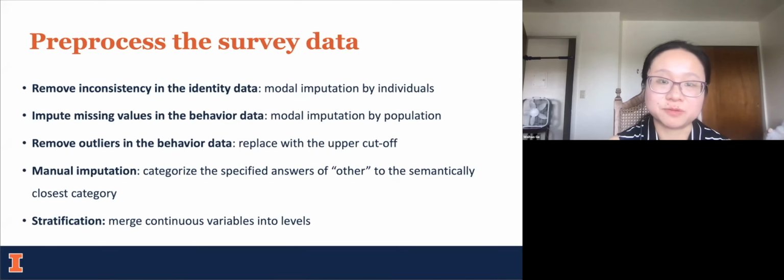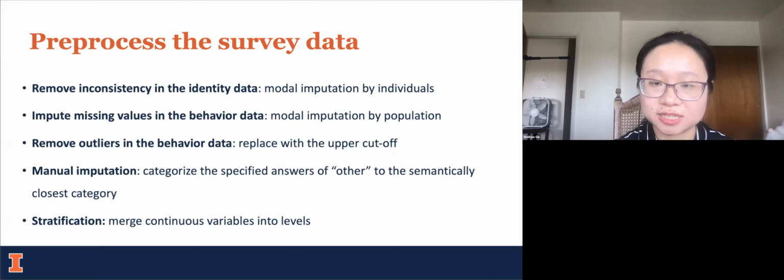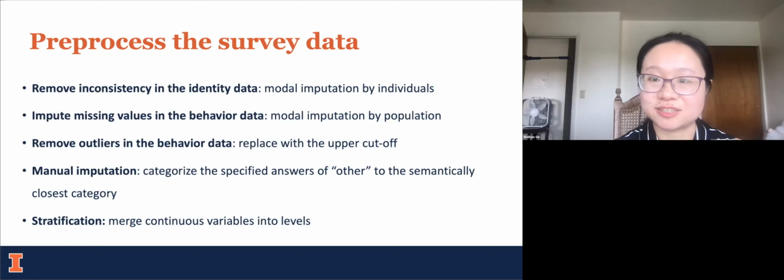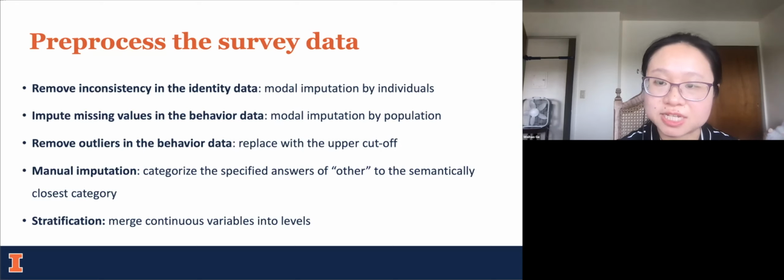And then we pre-process the survey data. So first we remove the inconsistency in the identity data. That means if an individual thinks of themselves as female for most of the months, and in the other months they think they are male, we will just assume the person stays female all over the semester. And for the missing values in the behavior data, if a person has a missing value, they did not answer the question in the survey. So we might want to see what is the most common answer to that question and assign that value.